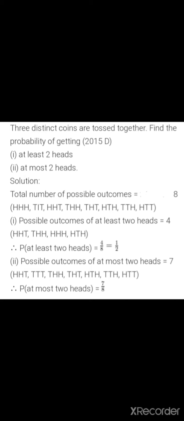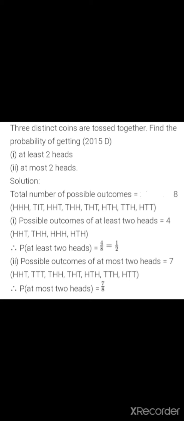If three coins are tossed, there are 8 total outcomes. Which are the 8 outcomes? Listed out: HHH, TTT, HHT, TTH, HTT, HTH, THT, and THH.